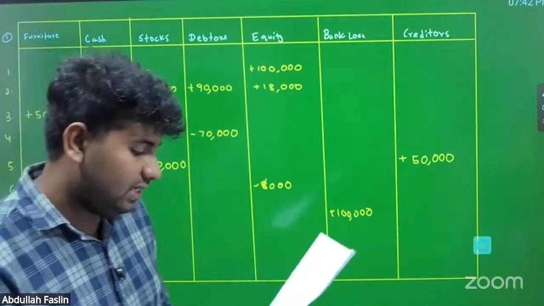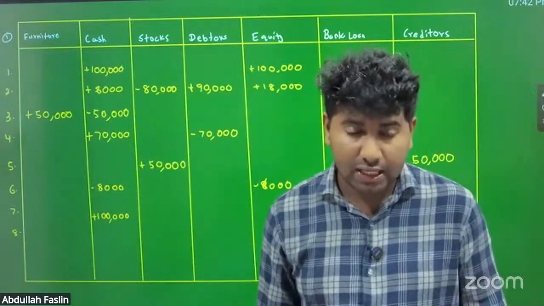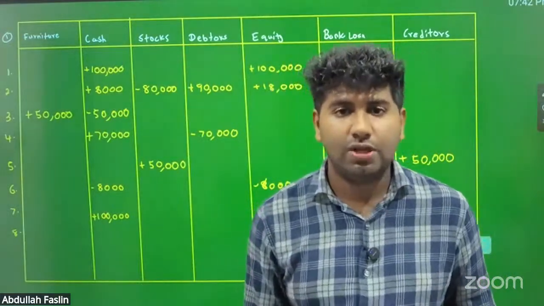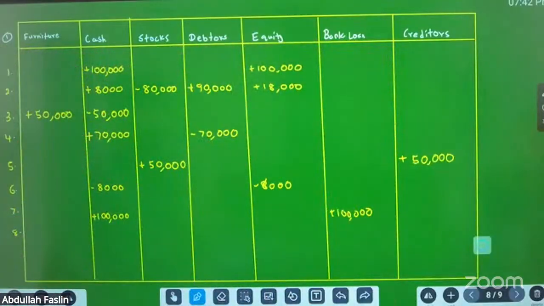Transaction number 8. Paid bank loan installment 60,000, including 3,500 interest. Okay, first write this one. I'll explain the transaction.